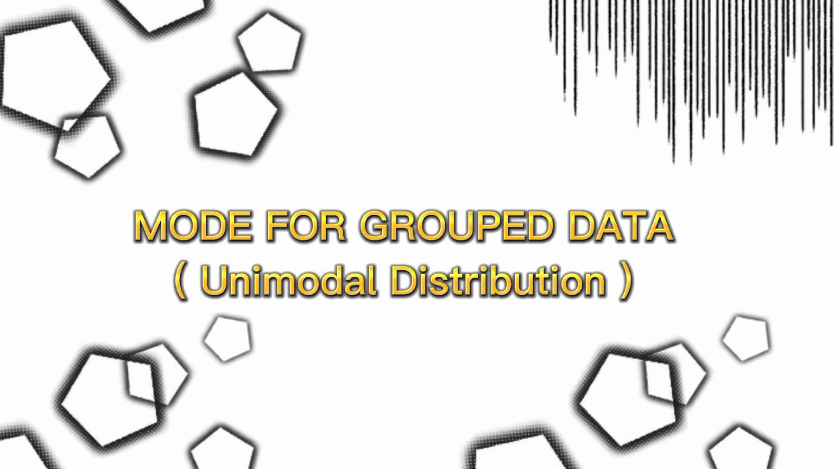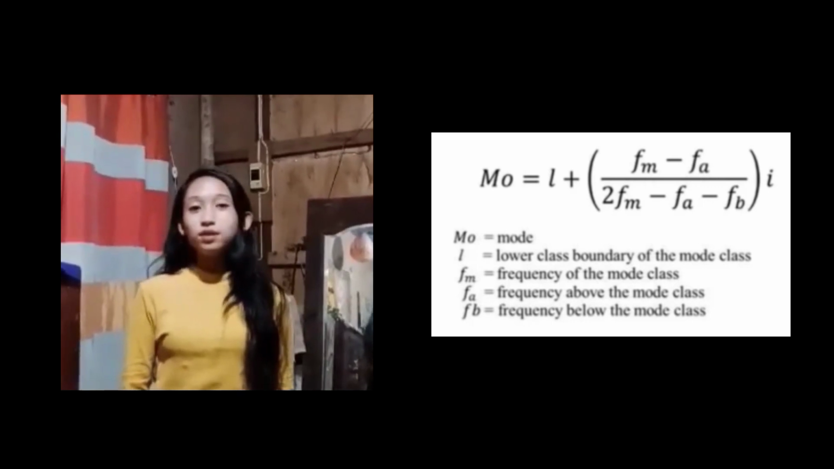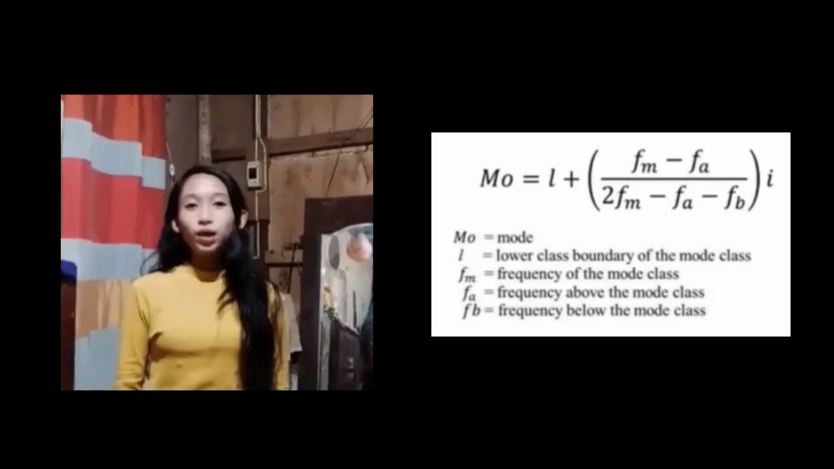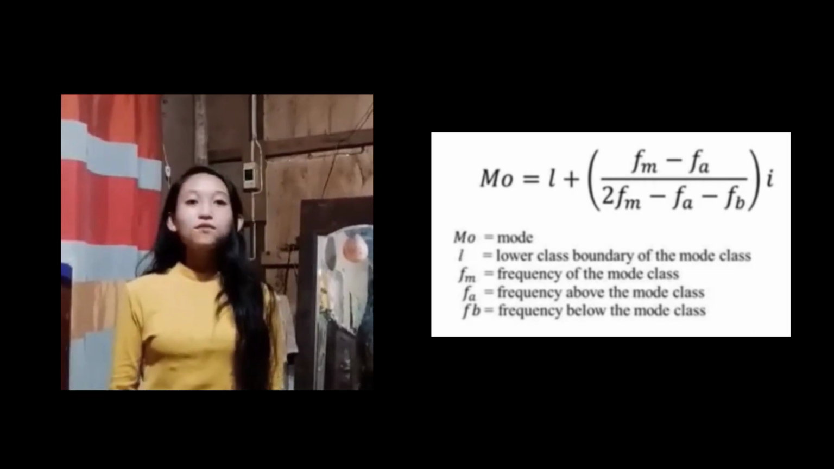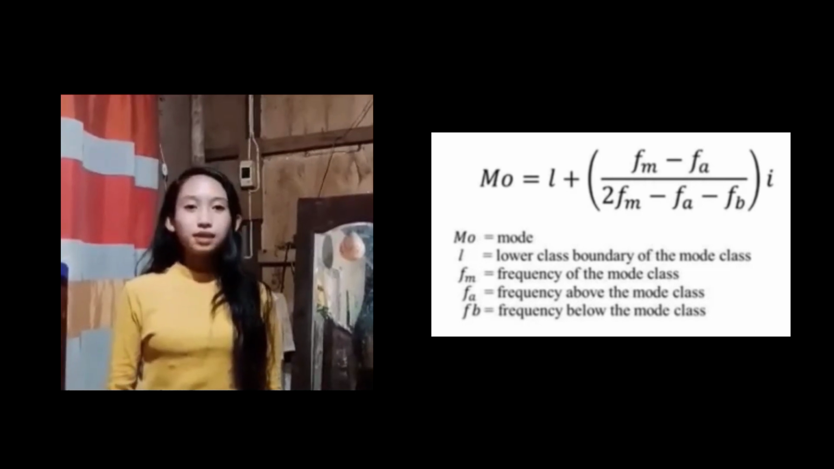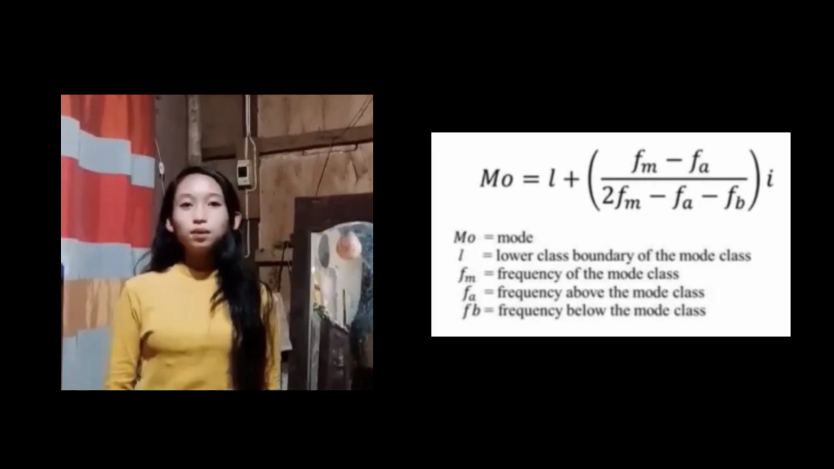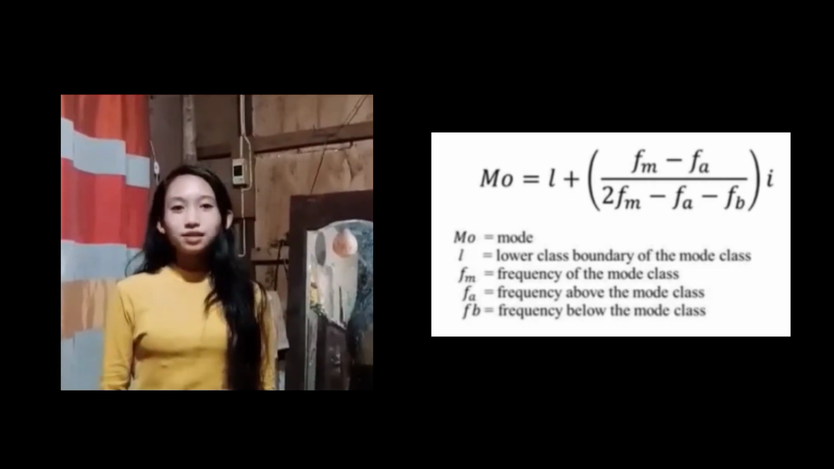And now, let's have the computation of mode for grouped data in unimodal distribution. So here's the formula on how to get mode for grouped data. Mode equals lower class boundary of the modal class plus the quantity of frequency of the modal class minus frequency above the modal class over 2 times frequency of the modal class minus frequency above the modal class minus frequency below the modal class, times size of the class interval.